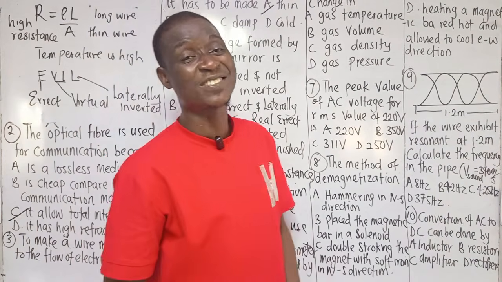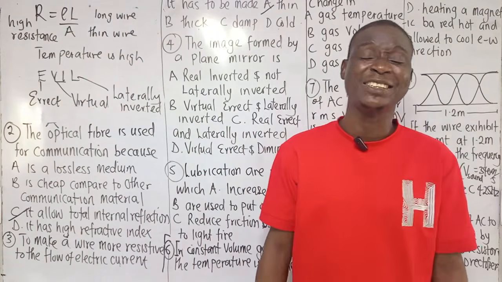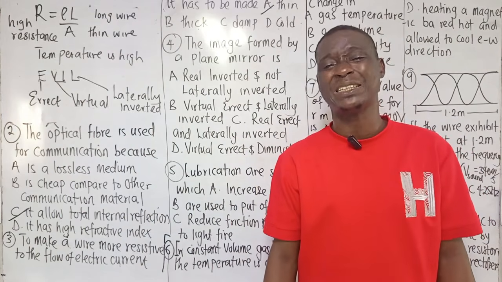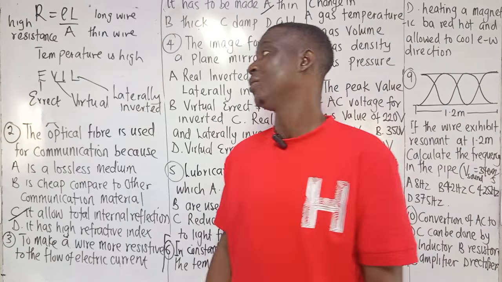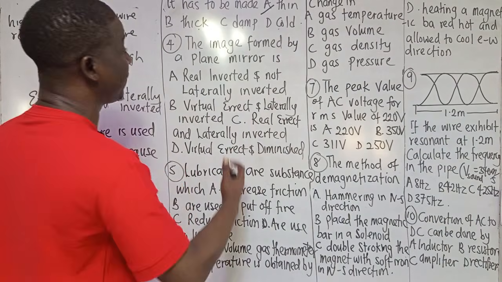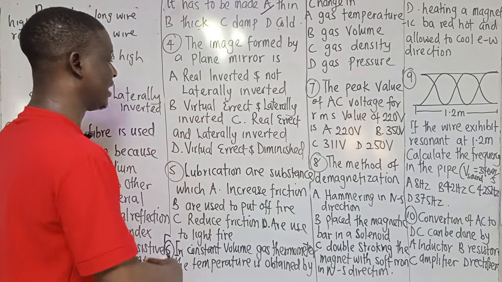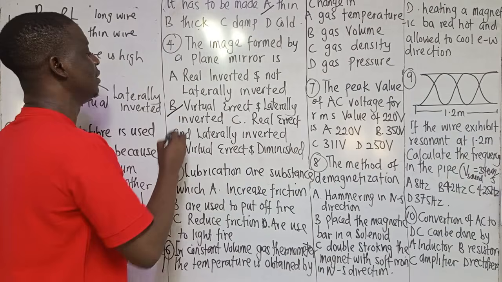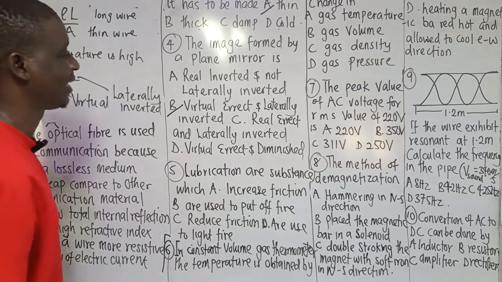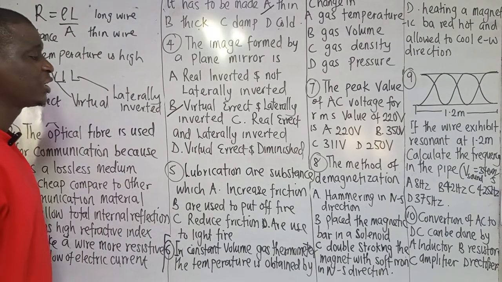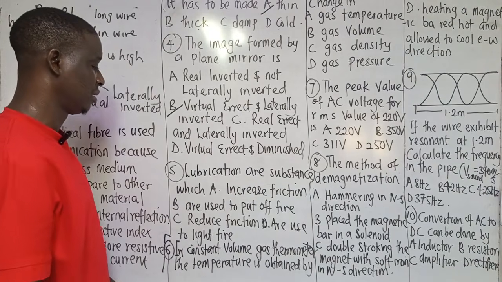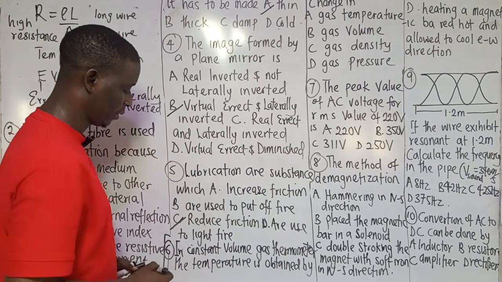We have other ones. The image is the same size as the object. The image height and the object height are the same, so the magnification is equal to 1. And also don't forget that for a plane mirror, it has an infinite focus. So the answer to number 4 is B: virtual, erect, and laterally inverted.